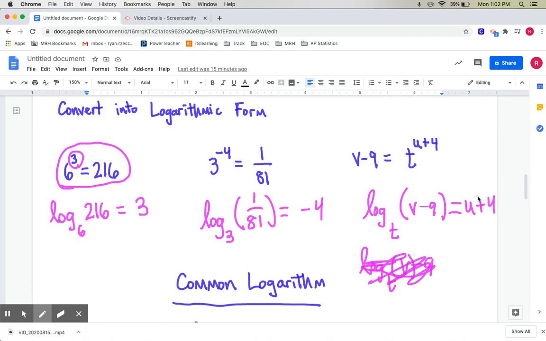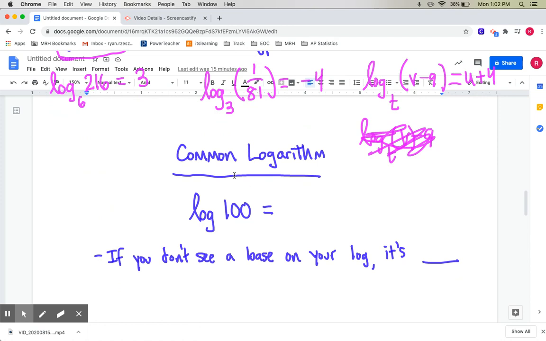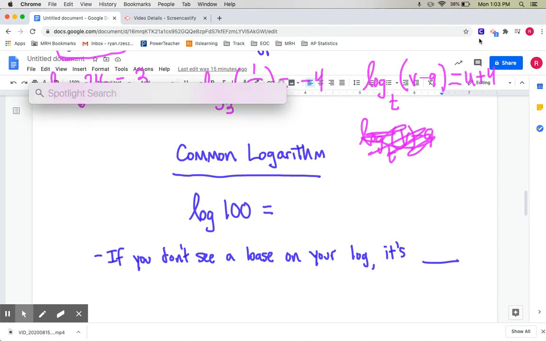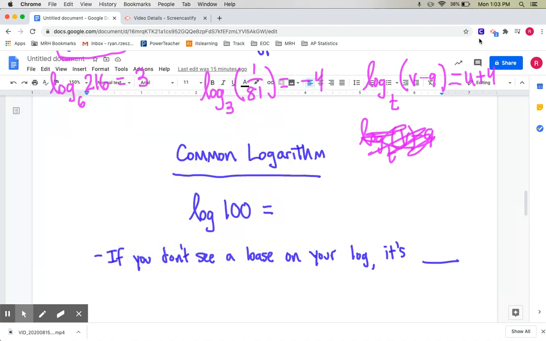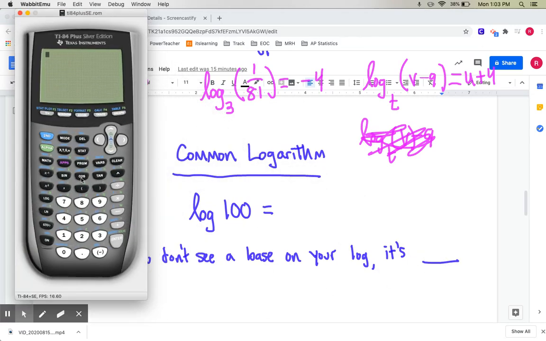So that's our first big skill of this chapter, just being able to go back and forth between exponential and logarithmic form. The next thing we're going to do is look at what's called the common logarithm. When I talk about a common log, I'm talking about what the default base is on a log if you don't see a base there. And if you actually knew this before, if you look on these calculators, there is a log button. It's right here next to the number 7.